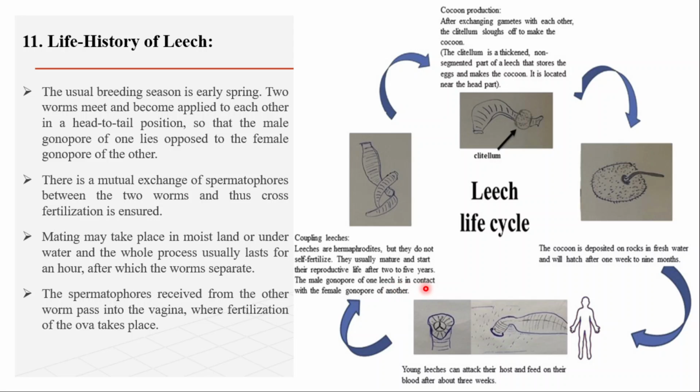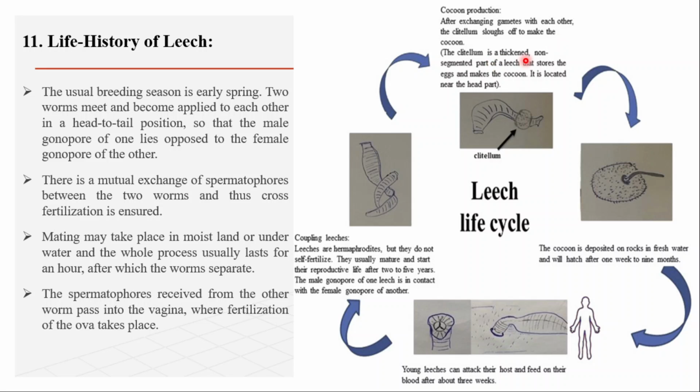The male gonopore of one leech is in contact with the female gonopore of another. Now, in the second step, see the cocoon production. After exchanging gametes with each other, the clitellum sloughs off to make the cocoon.